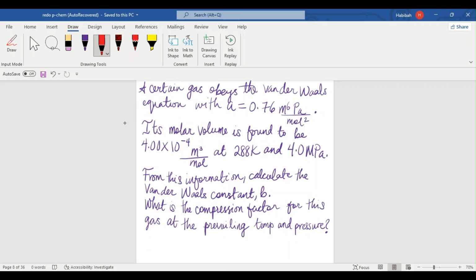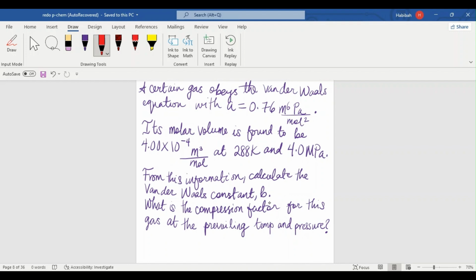Today we're going to be working on the question on the screen that says a certain gas obeys the van der Waals equation with A equals 0.76 m^6 Pascal divided by mole squared. Its molar volume is found to be 4.00 times 10 to the power of negative 4 meter cube per mole at 288 Kelvin and 4.0 megapascal. From this information, calculate the van der Waals constant B. What is the compression factor for this gas at the prevailing temperature and pressure?